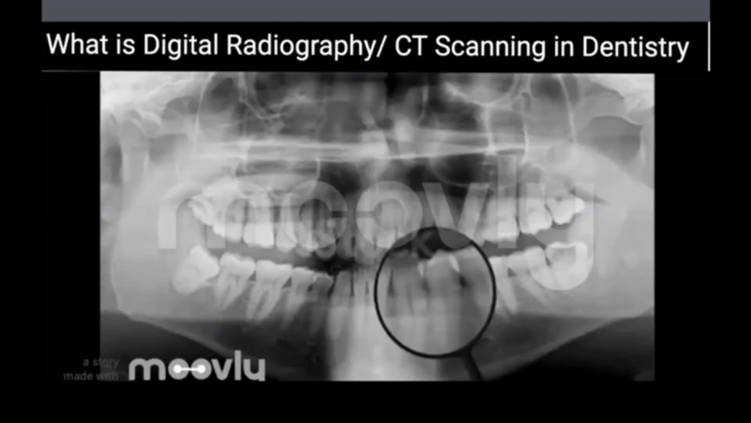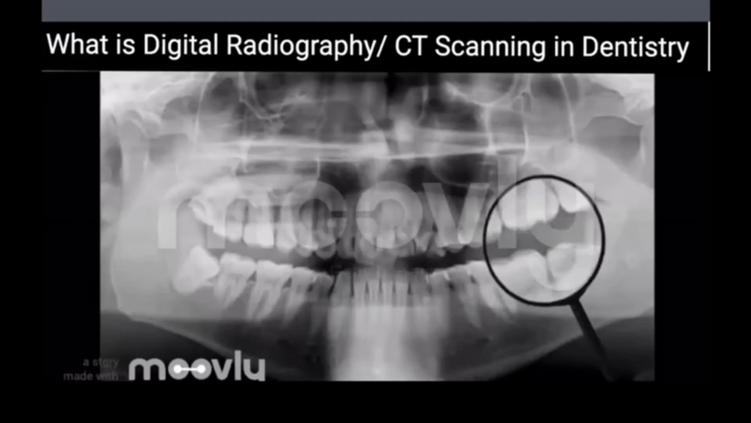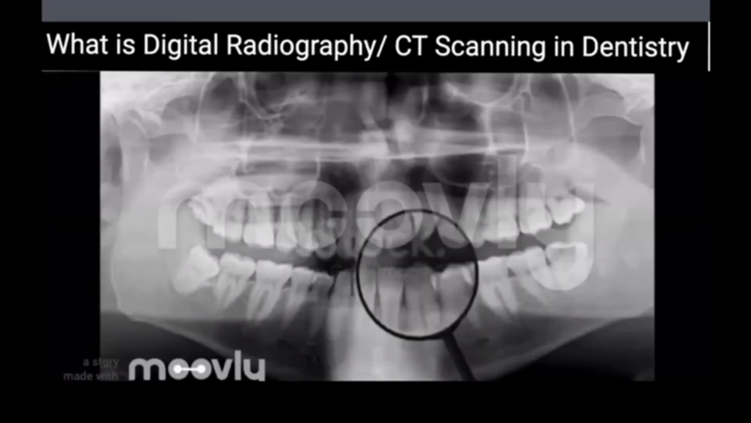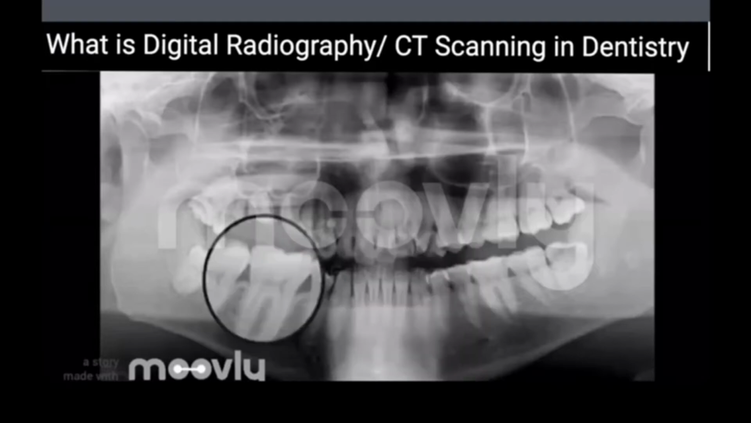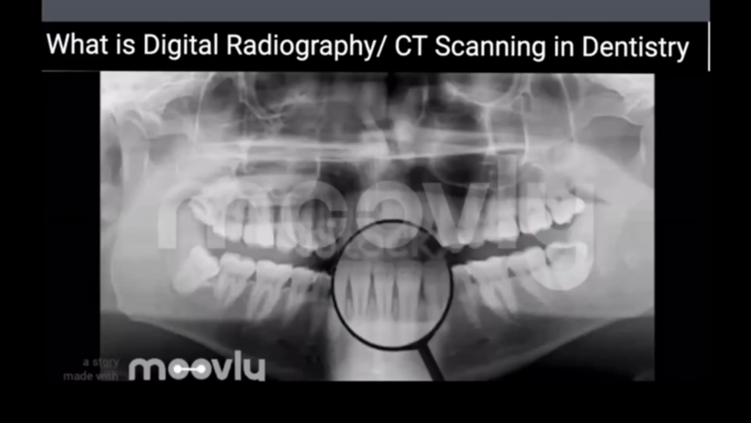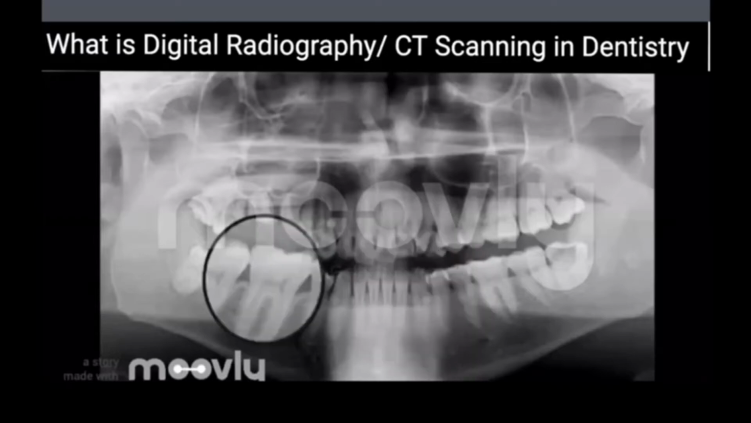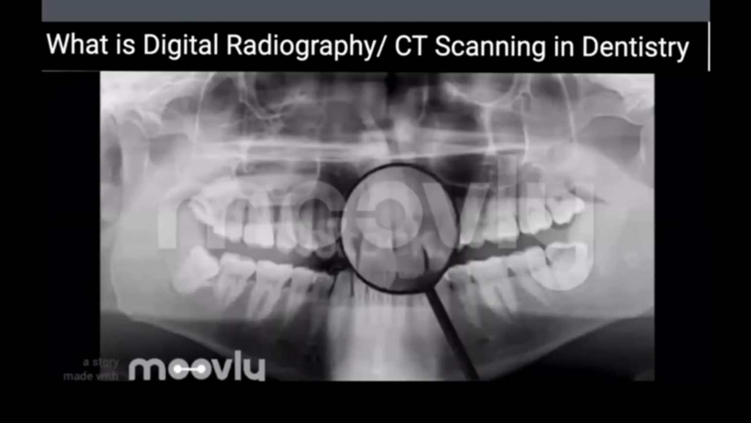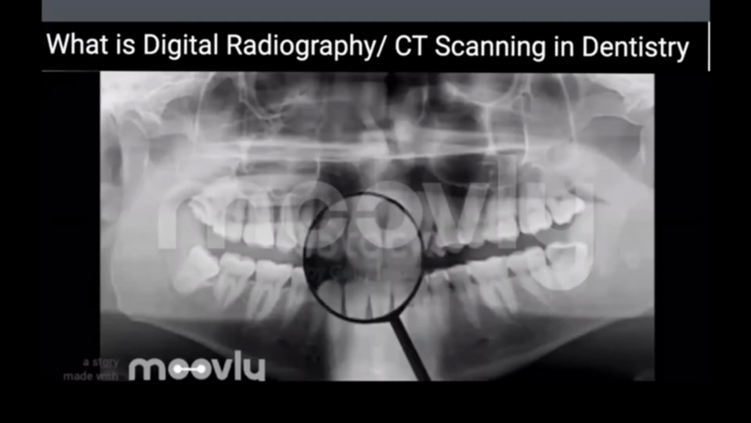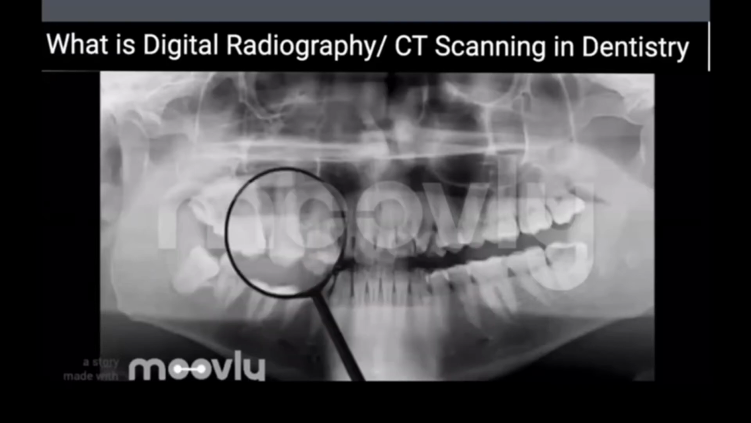So what is digital radiography and CT scanning in dentistry? Digital radiography is a form of X-ray imaging where digital sensors are used to replace traditional photographic X-ray film, producing enhanced computer images of teeth, gums, and other oral structures and conditions. The direct method uses an electronic sensor placed in the mouth to record images. Dental CT scanners are capable of providing excellent three-dimensional diagnostic images of hard tissues with lower radiation doses than medical multi-slice CT scanners of the same area.